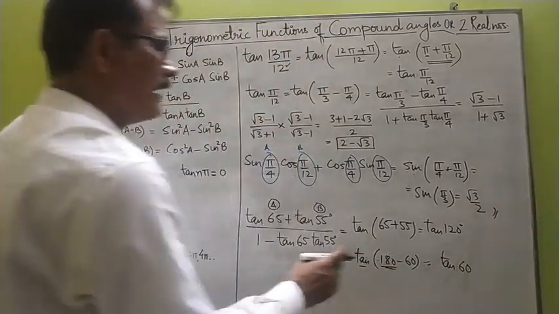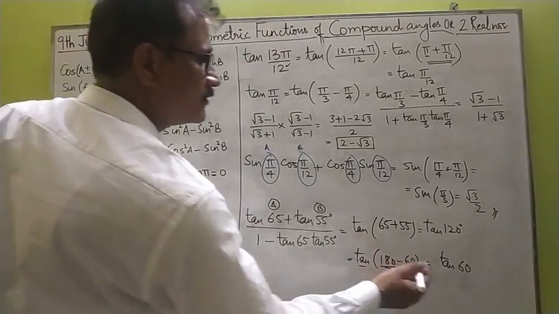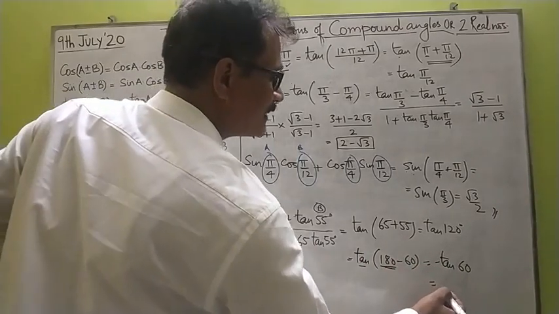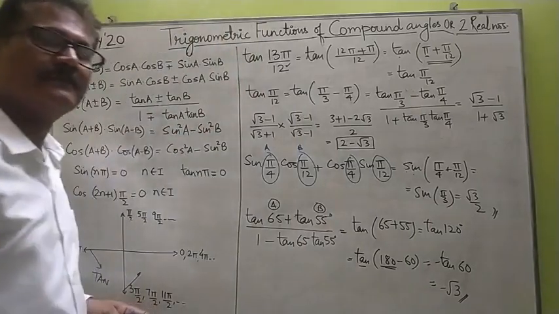And 180 minus theta. 180 minus theta is second quadrant, but tan is negative. So it is minus tan 60. And minus tan 60 means the value of this is minus root 3. Okay, children? Is that clear?